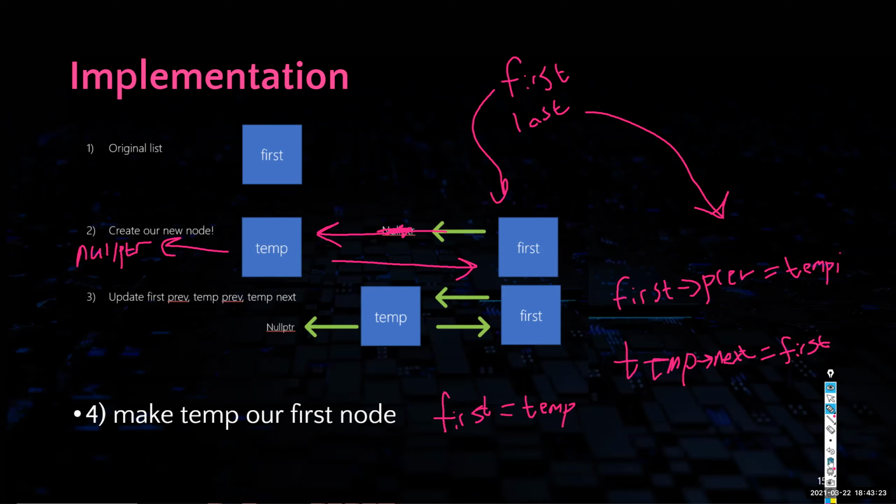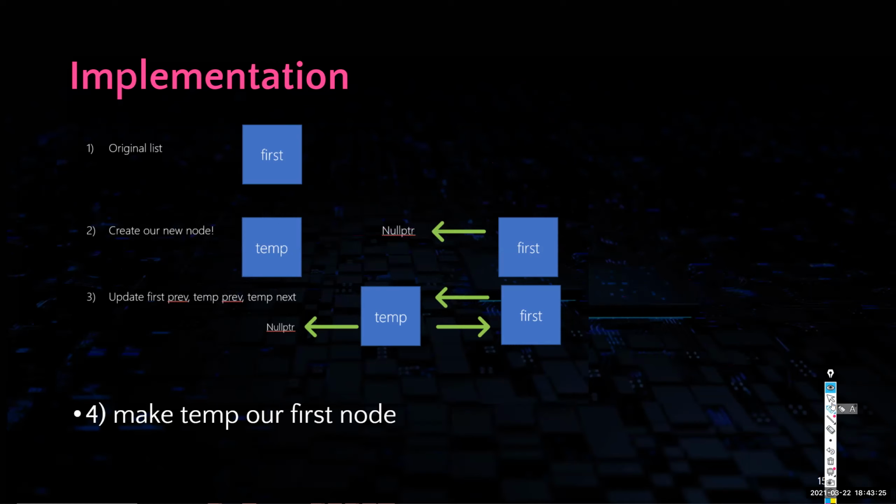A couple of things I want to cover real quick. The order in which you do this does actually matter. Let's say, for example, I said temp is going to be our first. That's an issue, because now I've lost this node in memory. I can't access it anymore. So what we want to do here is set it up so that these nodes are connected like this, and then change what node is going to be first.